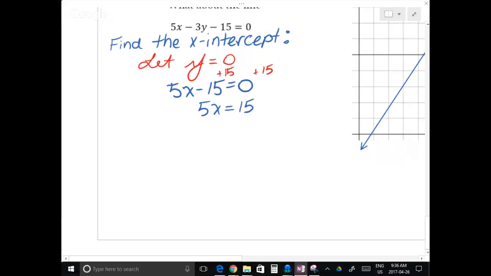And then what should I do? X is equal to 3. Well, how'd you get that? Divide both sides by 5. What should I do?